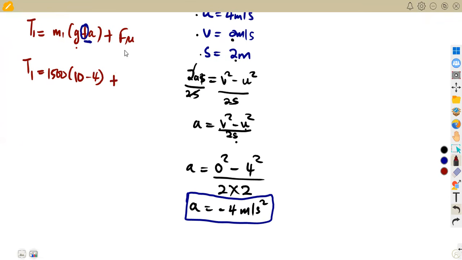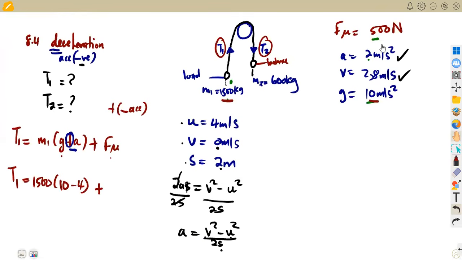So that is plus our frictional force. Remember our frictional force, it was 500. So we are going to add 500. That means we have got tension 1. So T1 is going to be 9,500 Newton in this case.